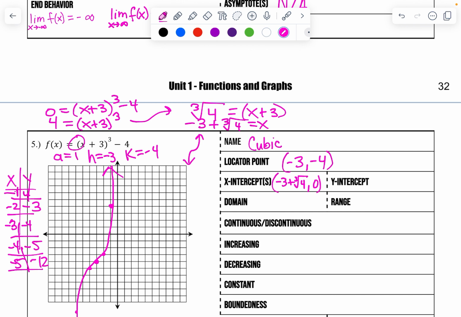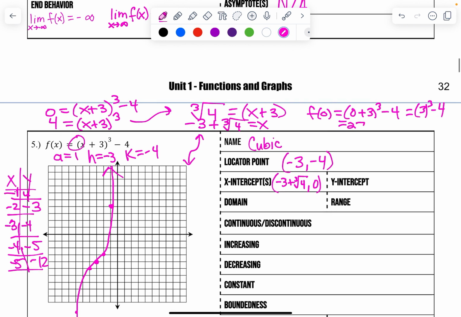Y-intercept, we don't even see it on the graph, so plug in 0 anytime you want a y-intercept. Whichever intercept you're trying to find, you make the other letter 0. So because I now want a y-intercept, I replace x with 0. So we'll end up with 3 cubed. So we'll get 27 minus the 4 gives us 23. So we've got a y-intercept at 0, 23.